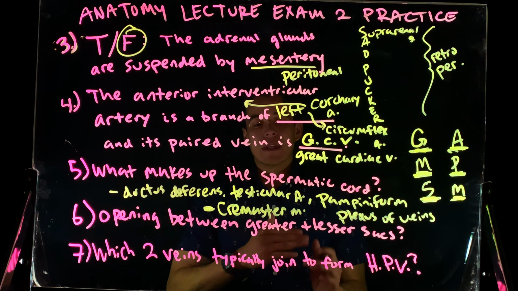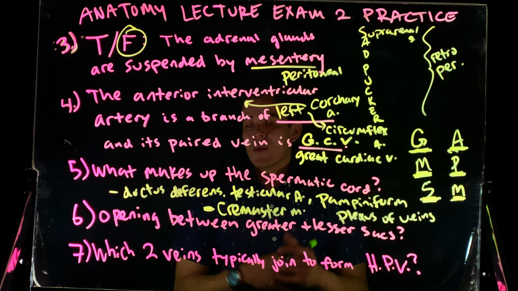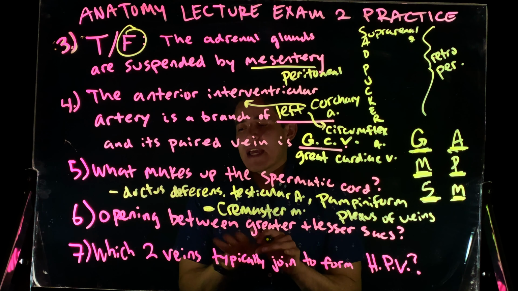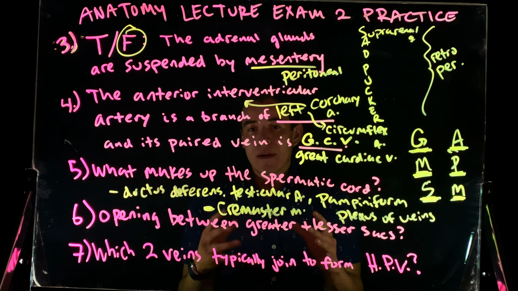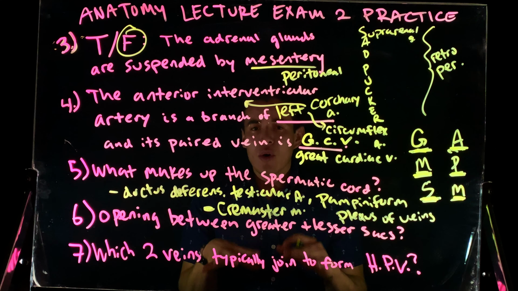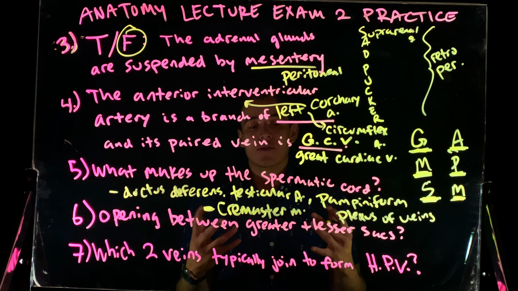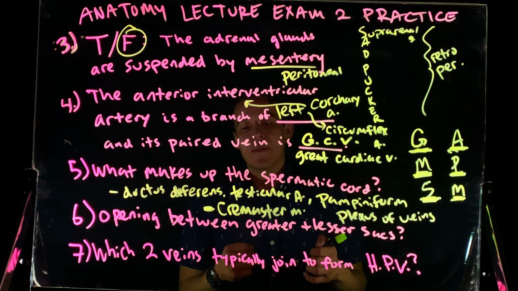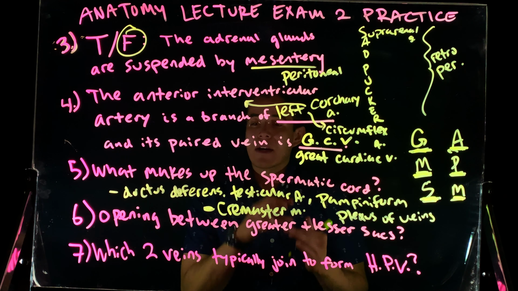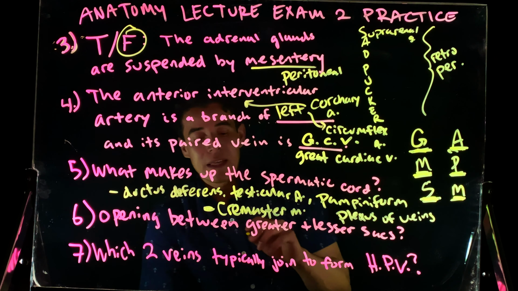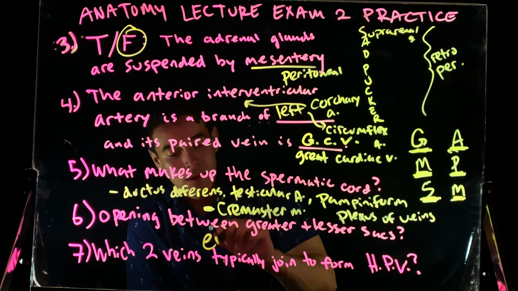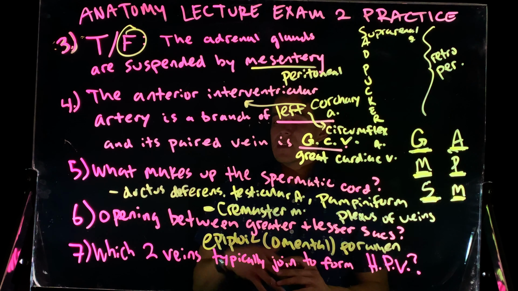So what is the opening between the greater and lesser sacs? We talked about this in lab, right? So essentially you can think of anterior to my stomach as the greater sac. Anything posterior to my stomach you can think of as the lesser sac. And if I put my finger, as I was kind of doing in lab, there's going to be a foramen that allows for communication between those two. That's going to be my epiploic foramen or omental foramen. So let's move on to the last one.